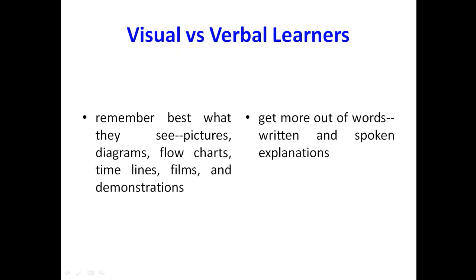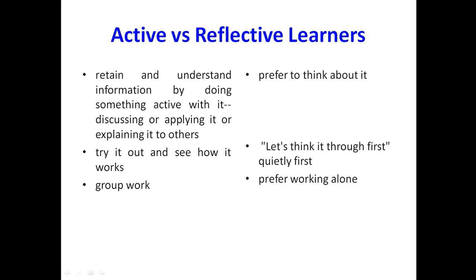Visual and verbal learners is an apparent difference: they learn through illustrations. They prefer pictures, diagrams, flowcharts, films, etc., whereas the verbal learners prefer written and spoken words. Active learners try out the things. They indulge in discussion, apply the learned concepts, explain it to others, and prefer group work, whereas the reflective learners are independent learners, they prefer to work independently, and they are more into the thinking process.